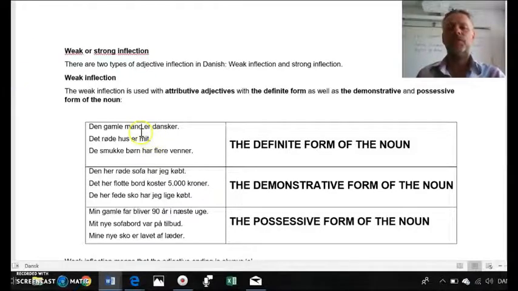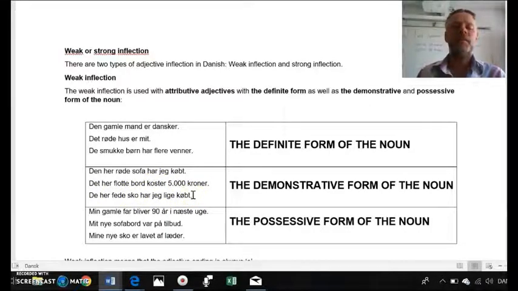Here are some examples of the definite form of the noun. Den gamle mand er dansker. Det røde hus er mit. De smukke børn har flere venner. Here are 3 examples of the demonstrative form of the noun. Den her røde sofa har jeg købt. Det her flotte bord koster 5.000 kroner. De her fede sko har jeg lige købt.